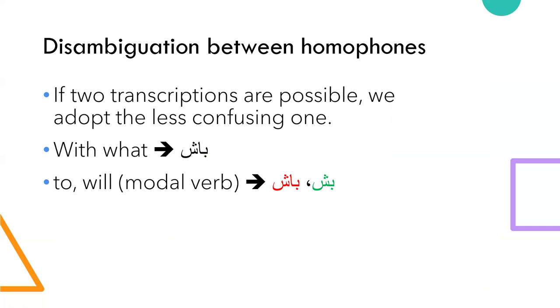If two transcriptions are possible, we adopt the less confusing one. For example, we have besh, meaning with what, and we have the modal verb meaning to or will, which could also be written as besh. Because we have the besh that stands for with what, we will not use besh for to or will. This lets us prevent some ambiguity and makes our language clearer for the reader.